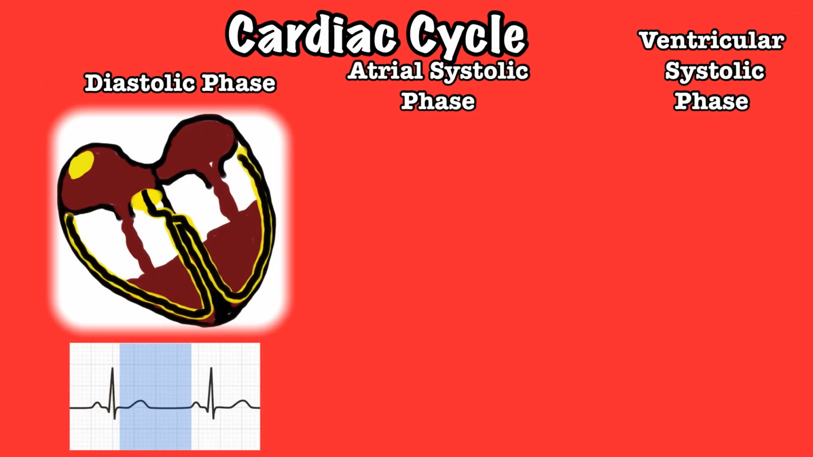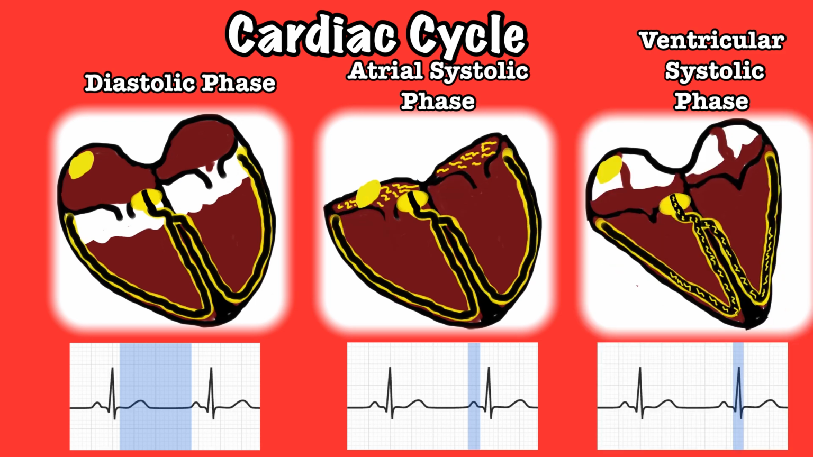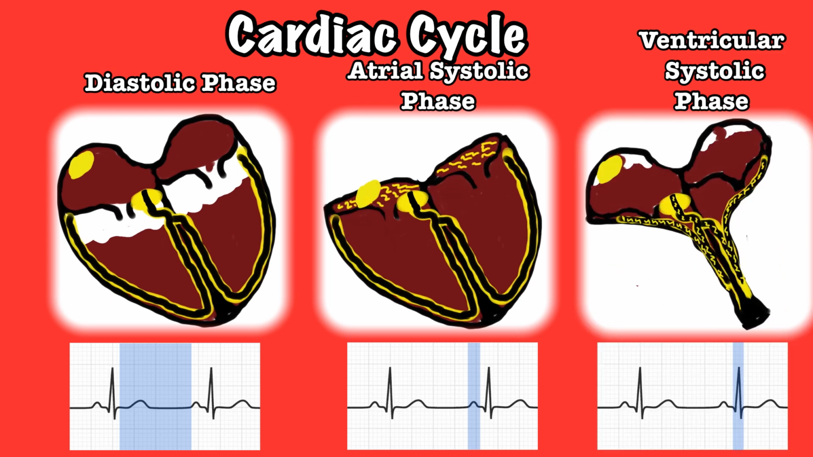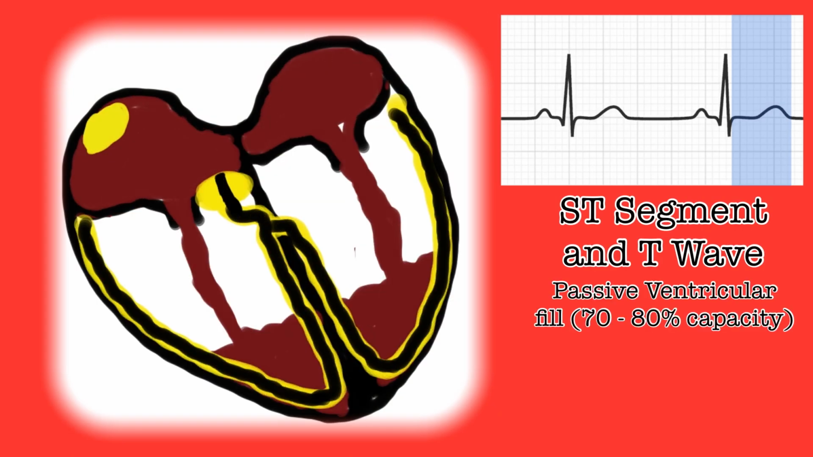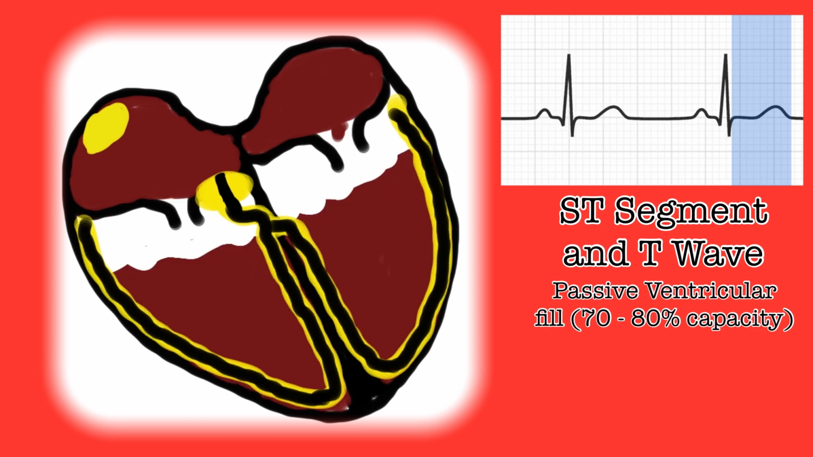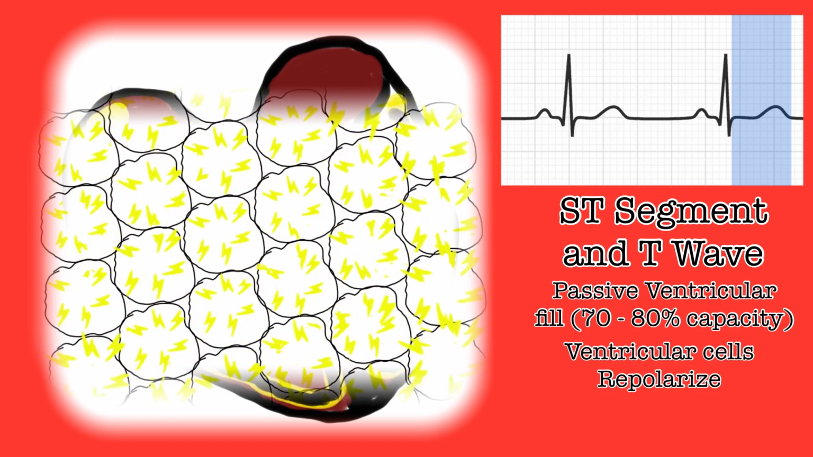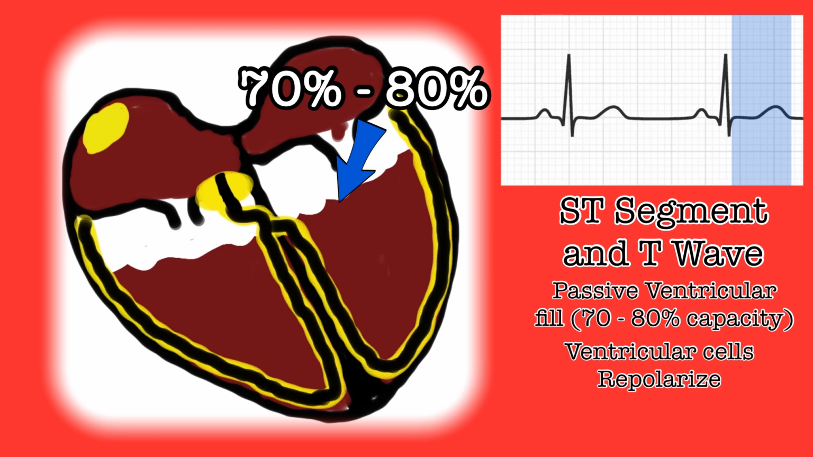Fitting this into the cardiac cycle, when the QRS ended, the ventricular systolic phase ended. So we're back into diastole. As soon as the ventricles are done contracting, they start passively filling back up with blood. Even though we see movement on the strip with the T wave, it doesn't represent any contraction in the heart. So while the cells recharge for the next beat, the heart is just filling the ventricles with that 70 to 80% capacity and getting ready to cycle back through the atrial and then ventricular systolic phases.